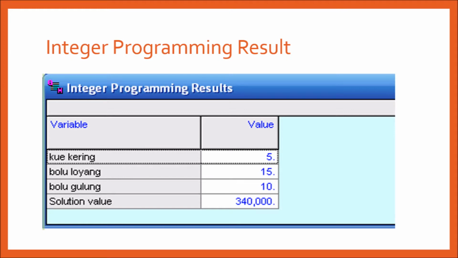We can see we must produce 5 Q-Kering, 15 Bolu Loyang and 10 Bolugilang, with the optimum profit of 340,000 rupiah.